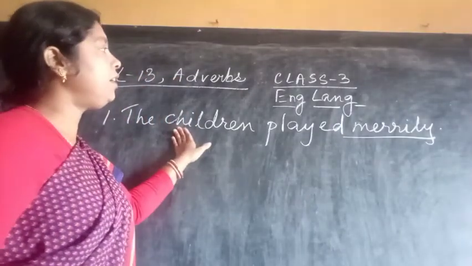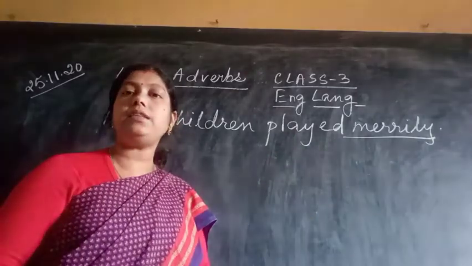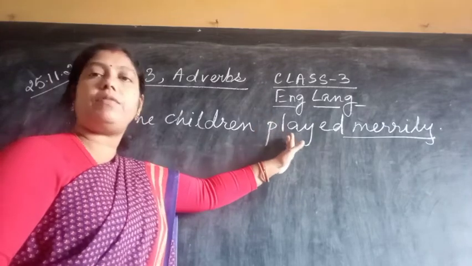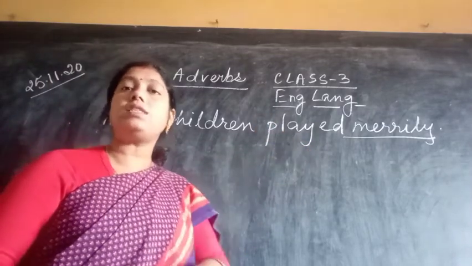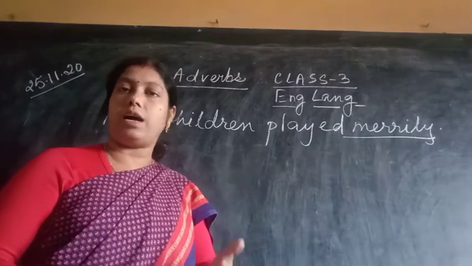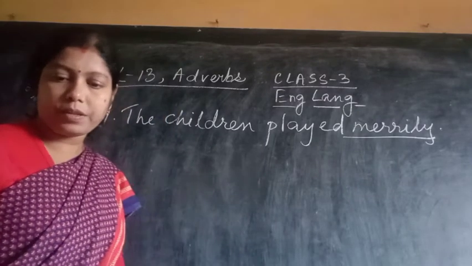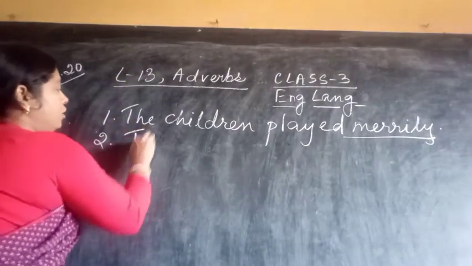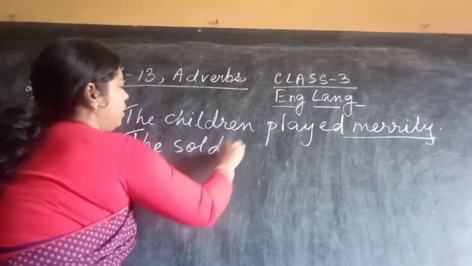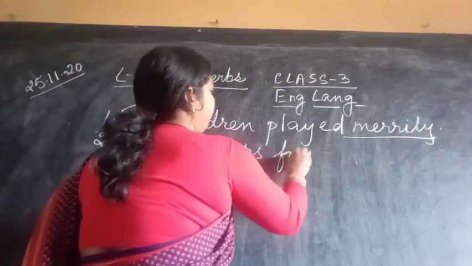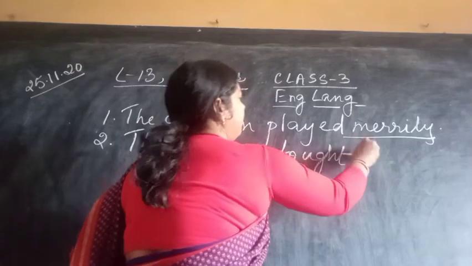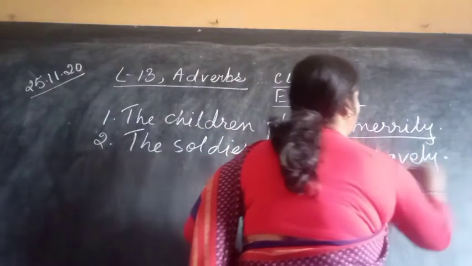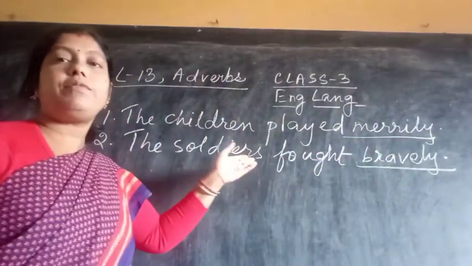The children played merrily. How the children played? Merrily. So you see here, merrily tells us more about the verb played. So words that tell us more about the verbs are known as adverbs. The soldiers fought bravely. How the soldiers fought? The soldiers fought bravely. Which one is the verb here in this sentence?